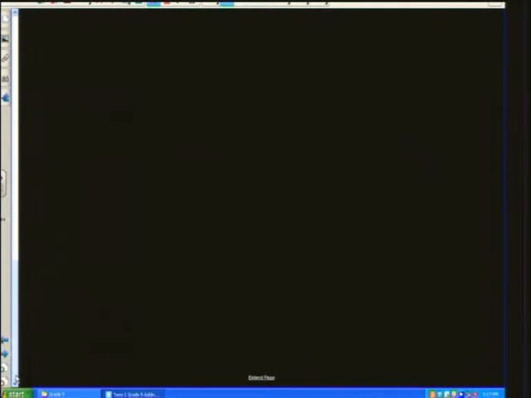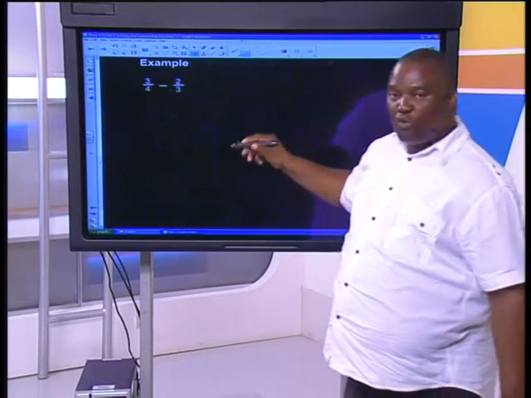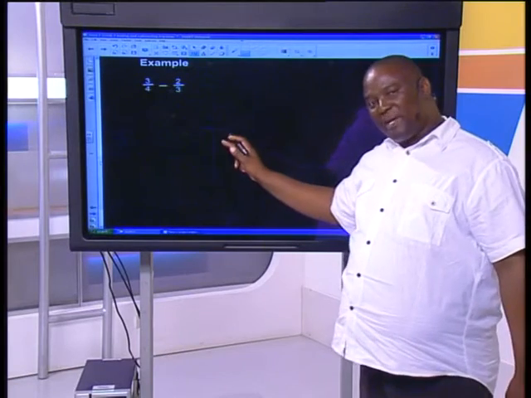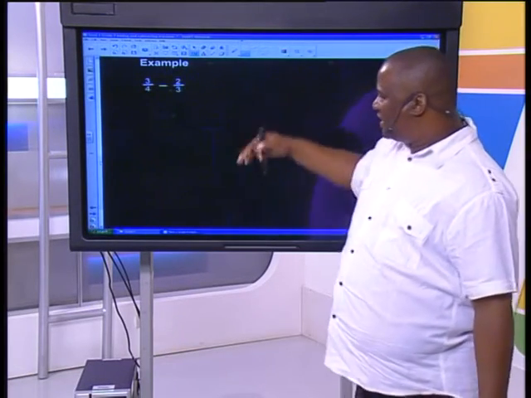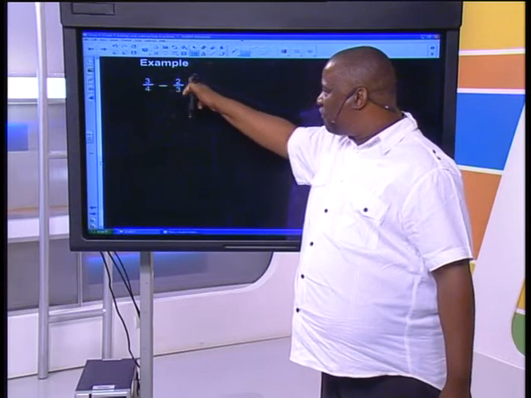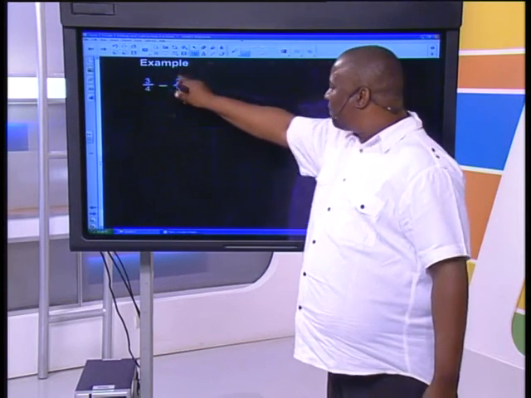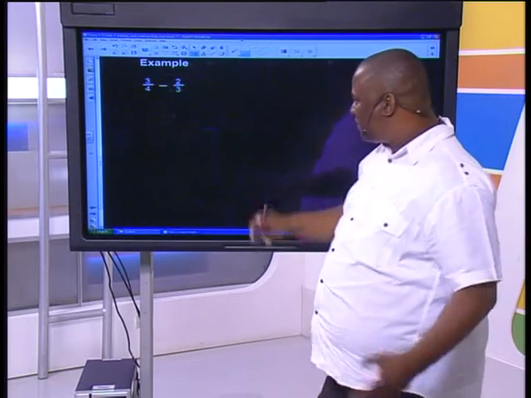Let's go to the example. Let's look at our example. 3/4 subtract 2/3. We subtract 2/3 from 3/4. Denominators: we identify them. 4 is our denominator for this fraction, and 3 is our denominator for this fraction. So we're going to make these denominators the same. To do that, we can look for the multiples of 4 and the multiples of 3, or we can multiply this fraction by 3/3 and this fraction by 4/4. Either way.